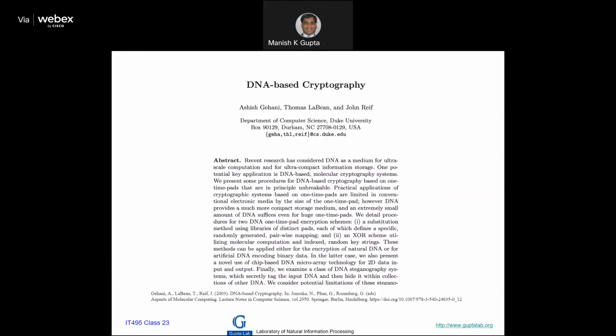Most of this lecture and the next lecture will be based on this paper by John Reif's group, DNA-based cryptography. If you really want to learn or understand, and this is also for your project purpose as well, this is the paper to read.